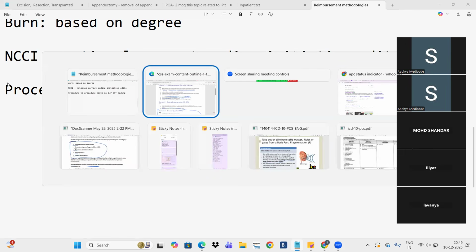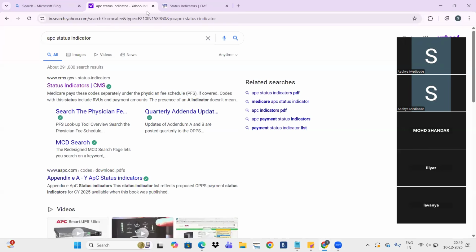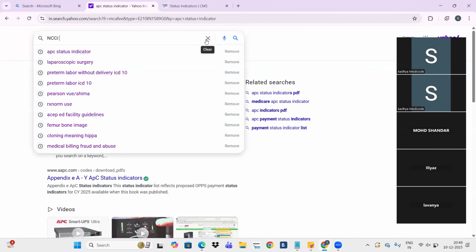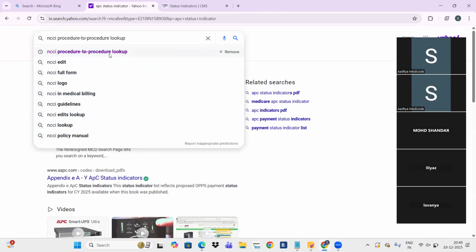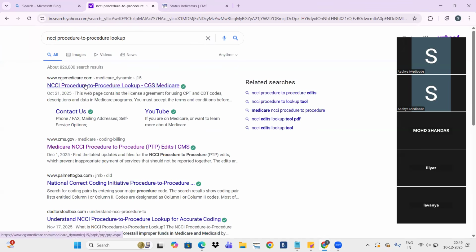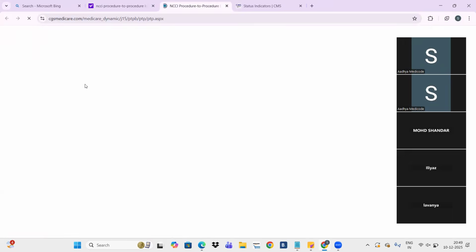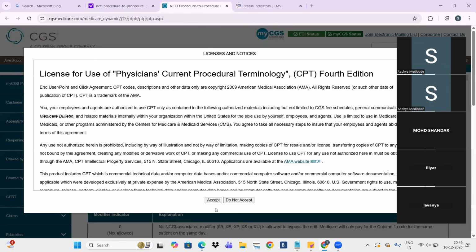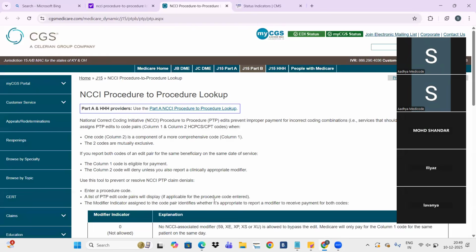So how do we check the procedure to procedure edit? We have one NCCI edit tool in Google. For exam purposes, no need to remember the tool, just remember the concept. They will ask directly what is the use of NCCI edits. NCCI edits, procedure to procedure edits, prevent improper or incorrect coding combinations.